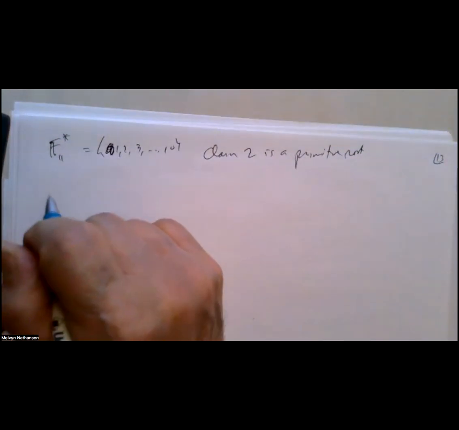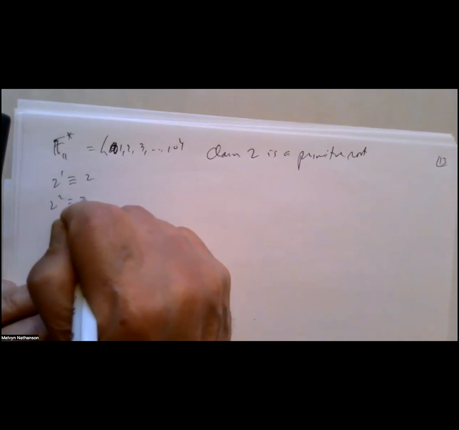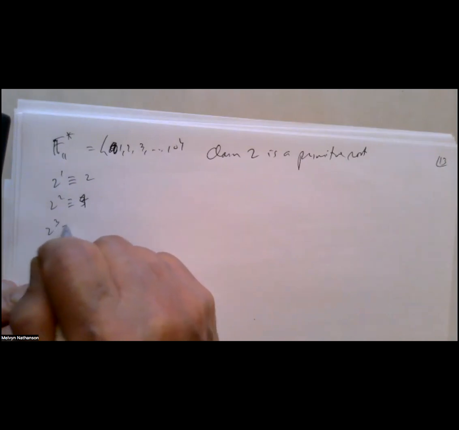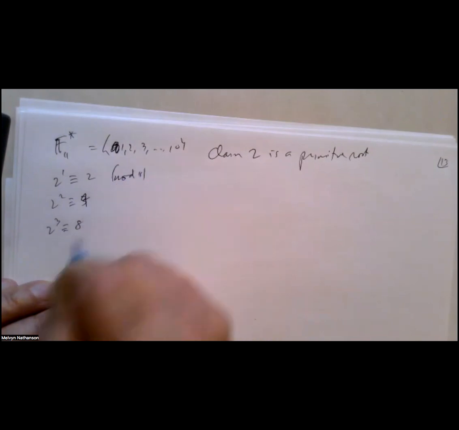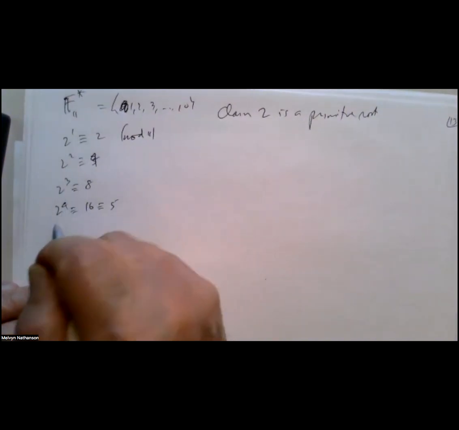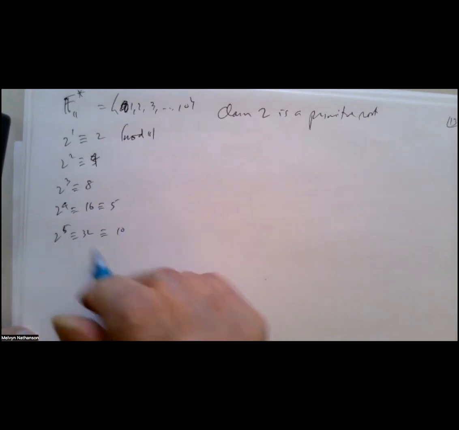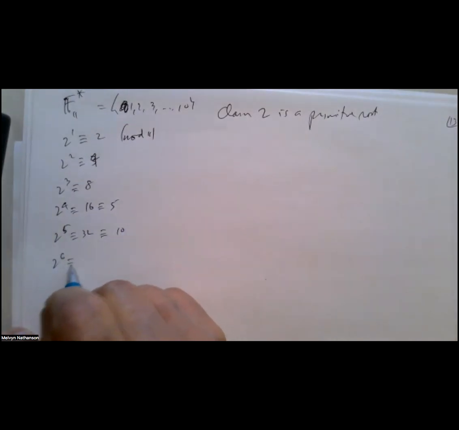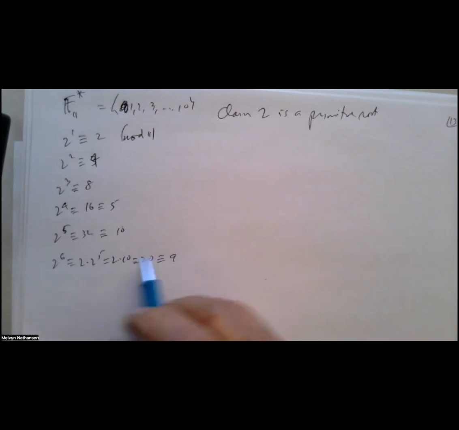So let's do the calculation. 2 to the 1st is 2. 2 squared is 4. 2 cubed, I'm doing everything mod 11, is 8. 2 to the 4th is 16, which is 5 mod 11. 2 to the 5th is 32, which is 10 mod 11. 2 to the 6th is 2 times 2 to the 5th, so that's 20, which is 9 mod 11.